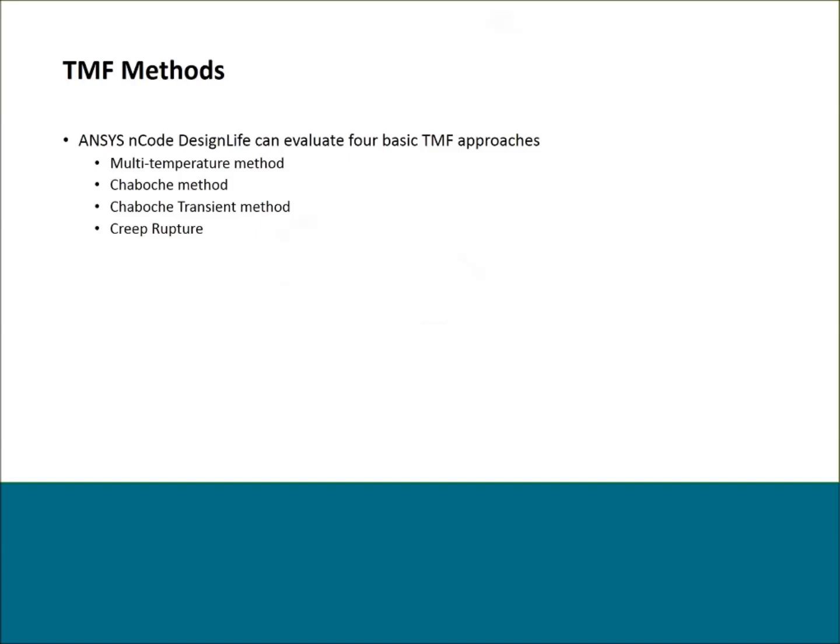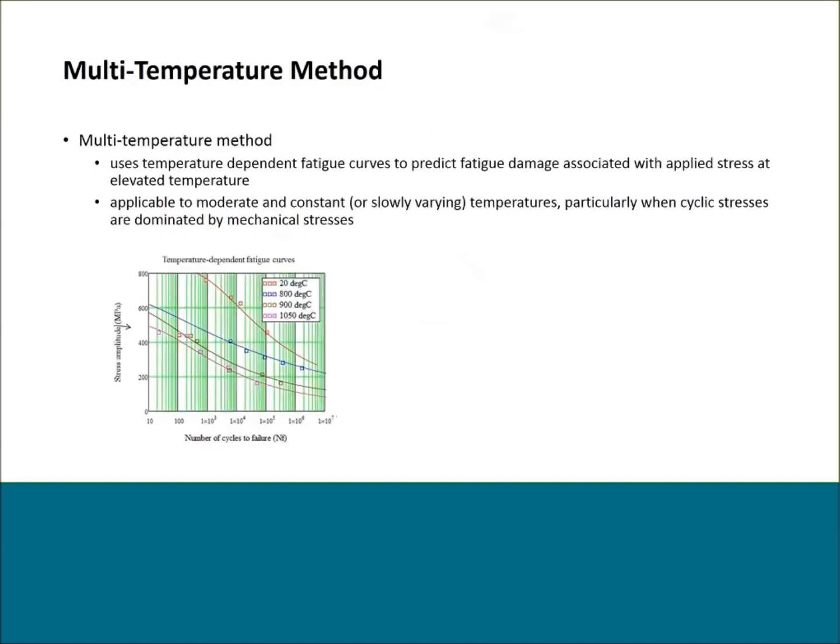There's three basic approaches: multi-temperature, Chaboche, and Chaboche transient, and creep rupture can be added to any of those. More traditionally, it's just added to the Chaboche transient method, which is why we say four methods: multi-temperature, Chaboche, Chaboche transient, Chaboche transient plus creep. But creep could be added to the other two methods as well.